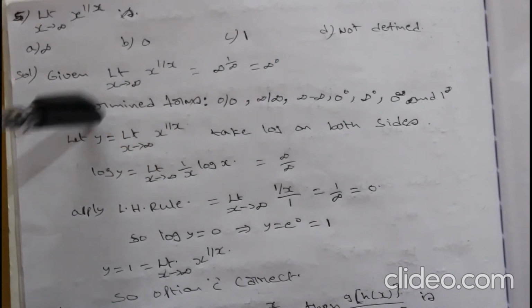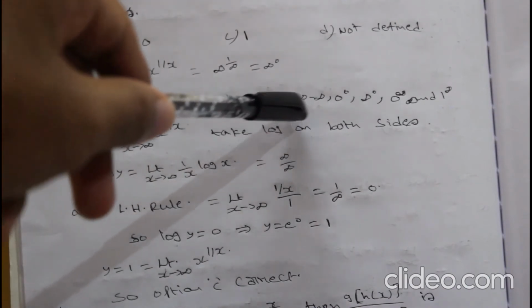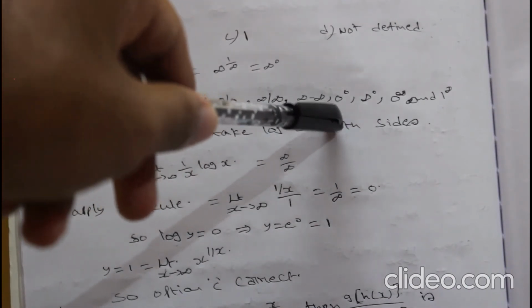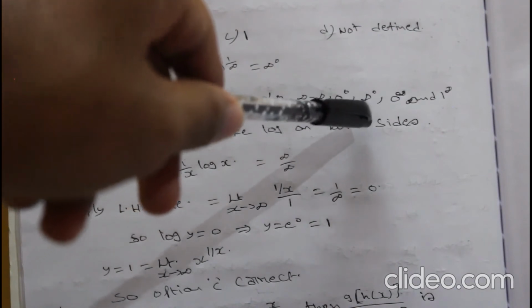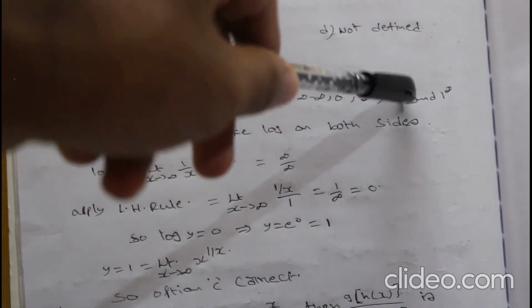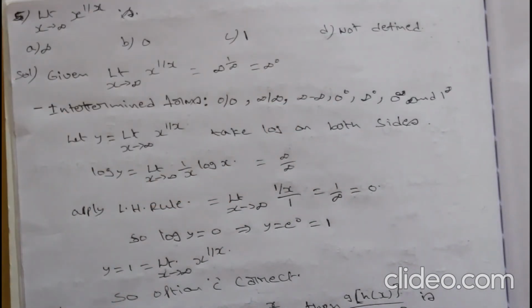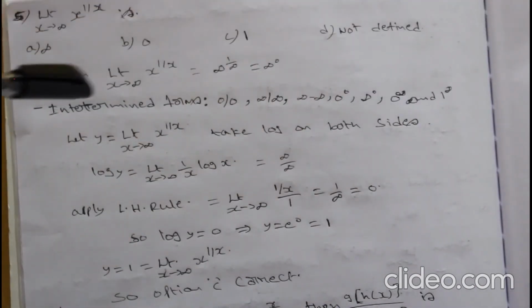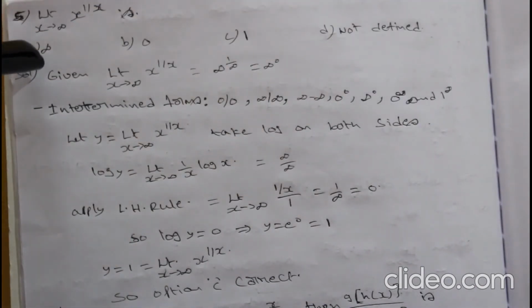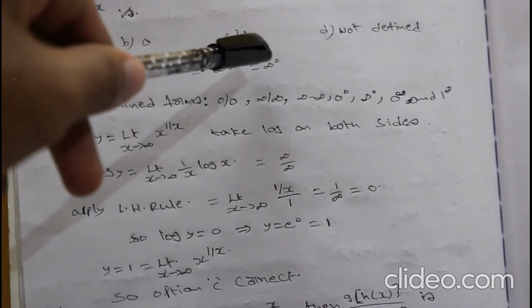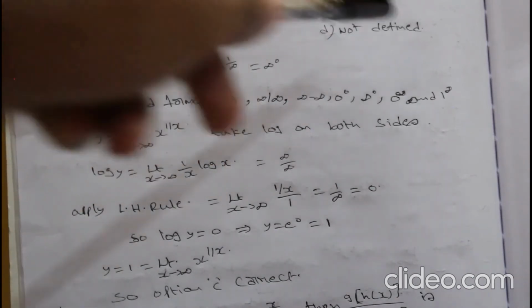Please remember friends, the indeterminate forms are 0 by 0, infinity by infinity, infinity minus infinity, 0 power 0, infinity power 0, 0 power infinity and 1 power infinity. If you get any of these forms, that is an indeterminate form. See, in the options given: A infinity, B 0, C 1, and D not defined.